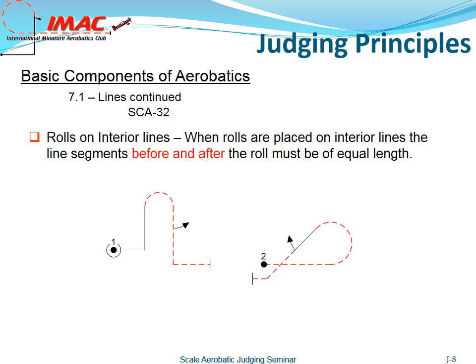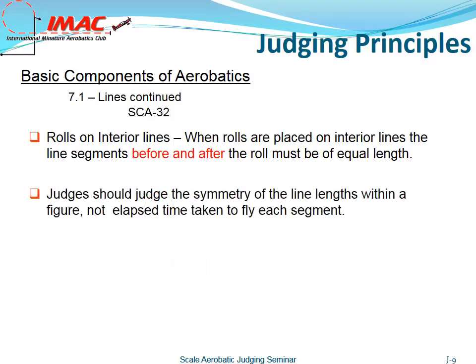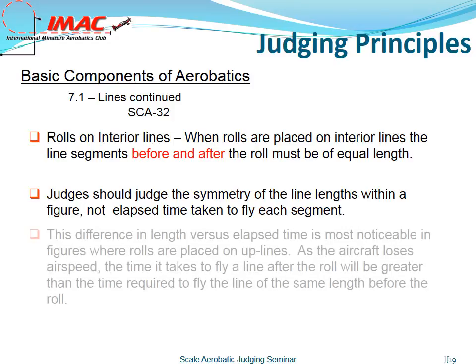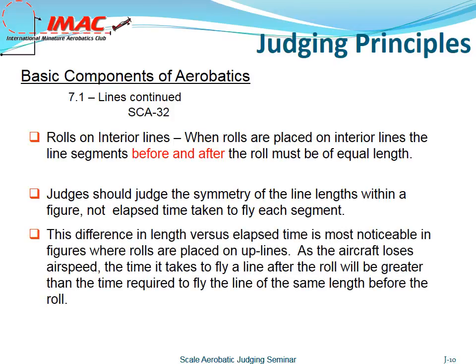Rolls on interior lines. When rolls are placed on an interior line, the line segments before and after the roll must be of equal length. Judges should judge the symmetry of the line lengths within a figure, not the elapsed time taken to fly each segment. This difference in length versus elapsed time is most noticeable in figures where the rolls are placed on an upline. As the aircraft loses airspeed, the time it takes to fly a line after the roll will be greater than the time required to fly the line of the same length before the roll.